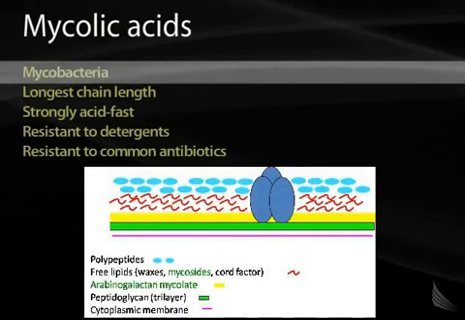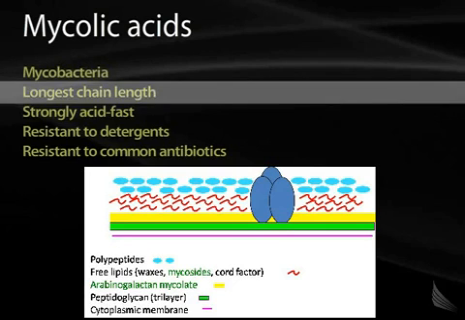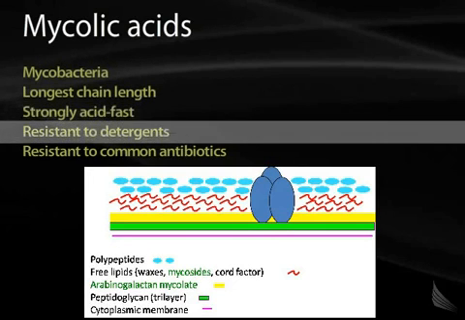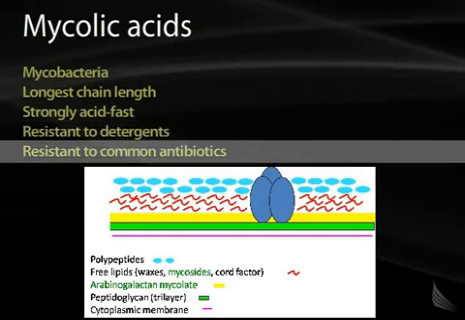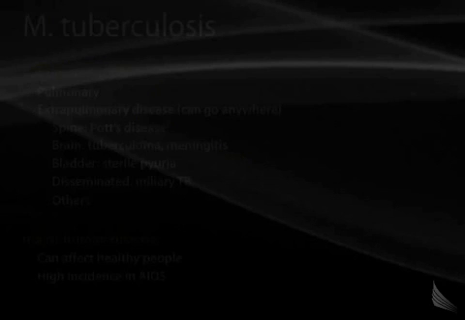Mycobacteria have unique cell walls that include mycolic acids. These have the longest chain length, they're strongly acid-fast, they're resistant to detergents, and they're resistant to most common antibiotics. So what you don't see is a huge peptidoglycan layer like we saw in the bacteria. You do have cholesterols, you have polypeptides, lipids, and then you have a cytoplasmic membrane.